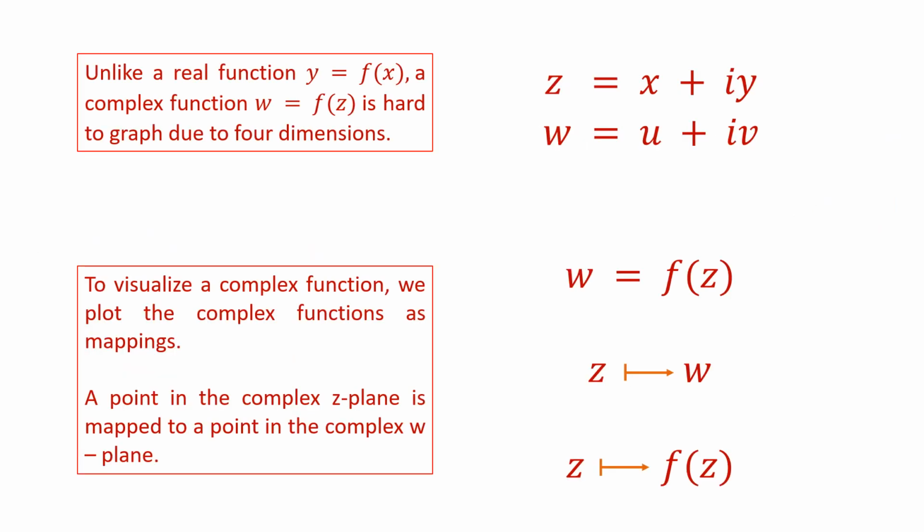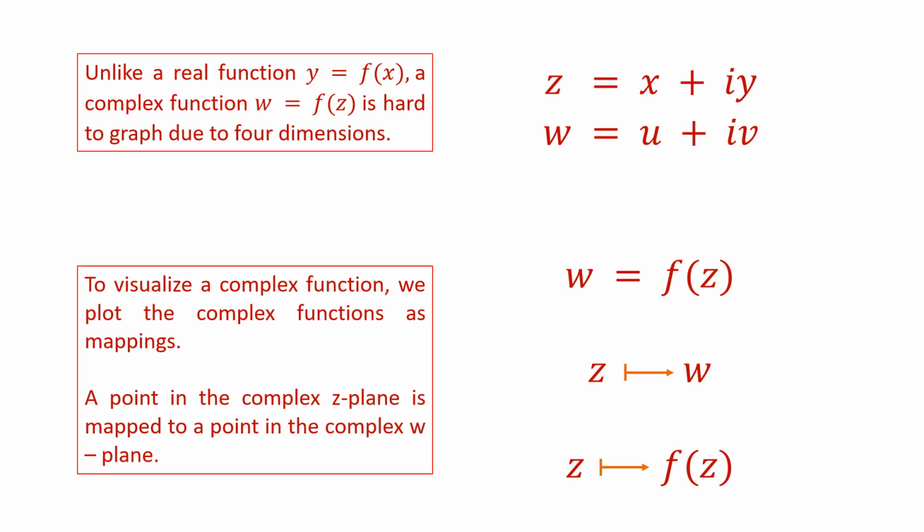So unlike a real function y is equal to f of x, a complex function w is equal to f of z is very hard to visualize or very hard to graph due to four dimensions. For z we have x and y as the variables, and for w we have u and v as the variables, resulting in four dimensions.